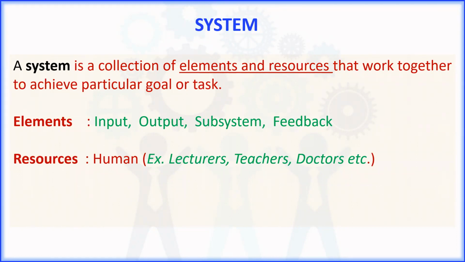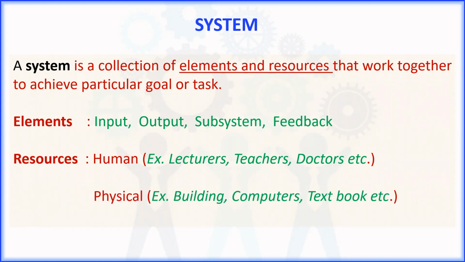Then university may be a system. To carry out the functions of the university, it needs lecturers. That's a human resource. Hospital may be a system. To carry out the functions of the hospital, it needs human resources, for example doctors, nurses, attendants. That way, we can identify the other types of human resources also. That's the one type, human. The other one is physical. Physical resources are the resources that exist physically: buildings, computers, textbooks, vehicles. These are some examples of physical resources. Then system is the collection of all these elements and resources.